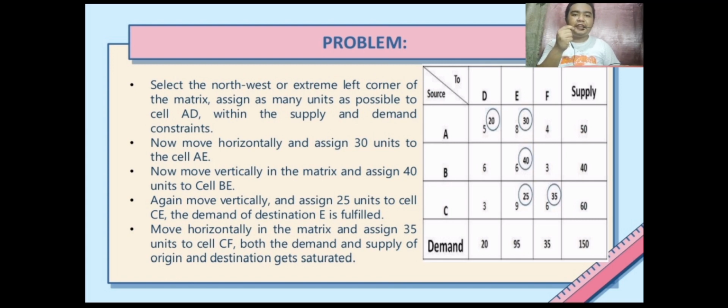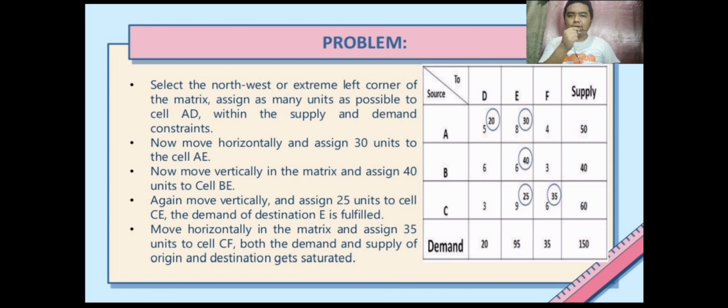Now, move vertically in the matrix and assign 40 units to cell BE. The supply of source B gets fully saturated also. Again, move vertically and assign 25 units to cell CE. The demand of destination E is full. Move horizontally in the matrix and assign 35 units to cell CF. Both the demand and supply of origin and destination get saturated.